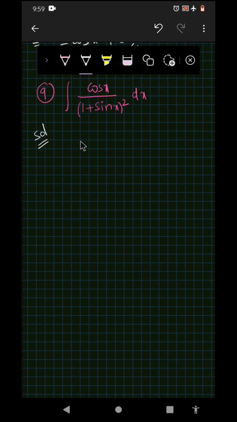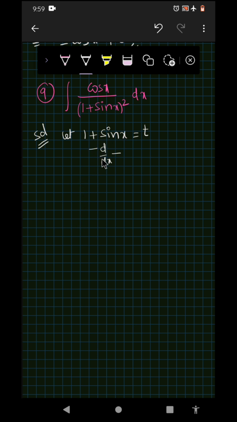So next problem is integration of cos x by (1 plus sin x) whole square dx. So to solve this, let us take 1 plus sin x as t. Take that here: let 1 plus sin x is equal to t. So now differentiate on both sides with respect to x. It means apply d by dx on both sides.